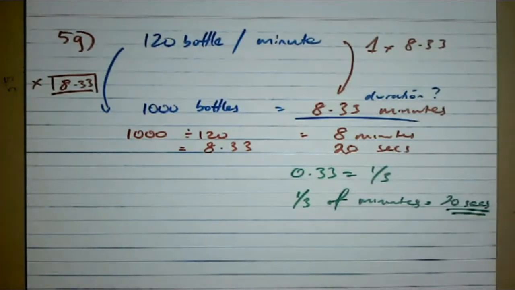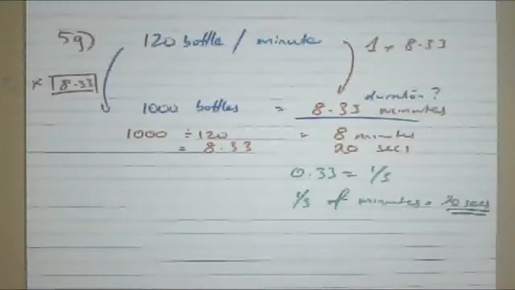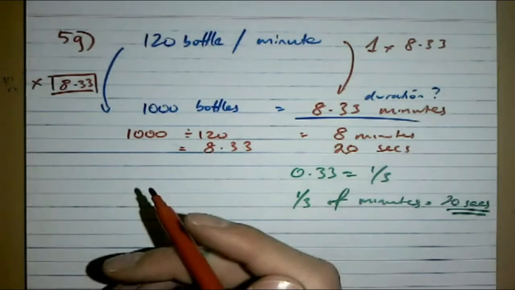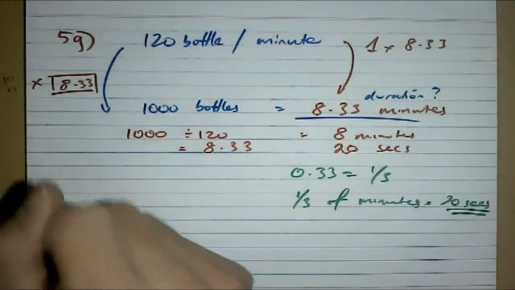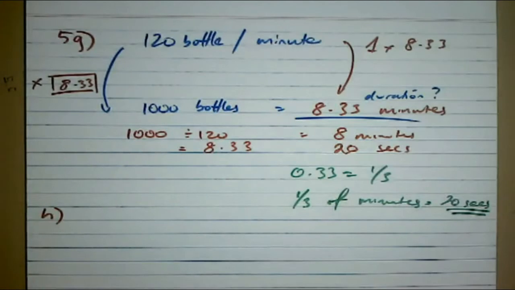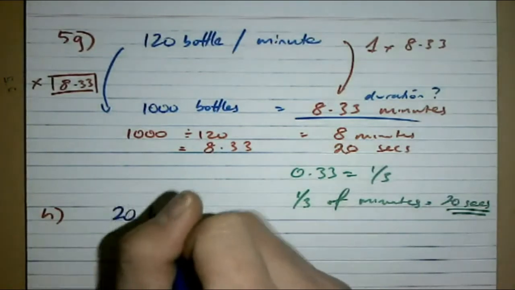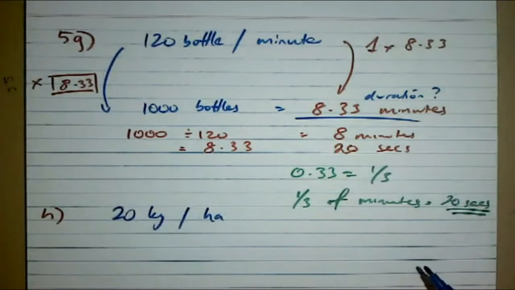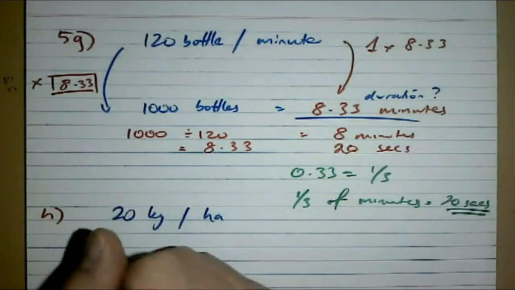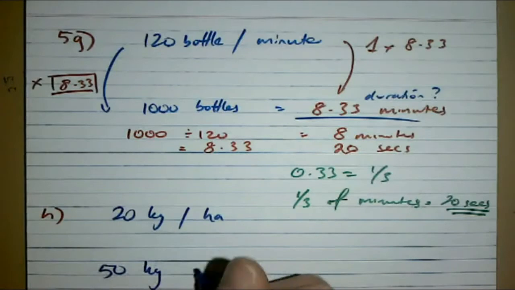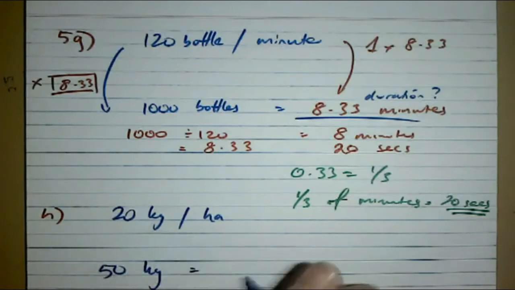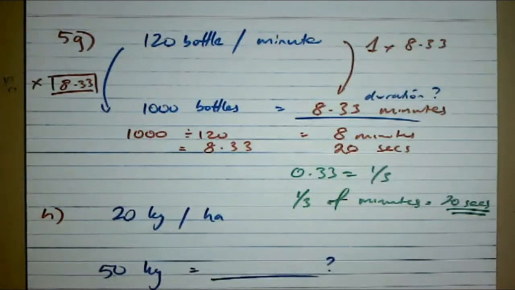The trick is to figure out what that multiplication is using a division. So let's consider something that's similar. 5H. We've got another one of these fertilizer questions. 20 kilograms, 1 hectare. How many hectares can I cover with 50 kilograms? So the question is, what's the magic multiplication to get from 20 to 50?